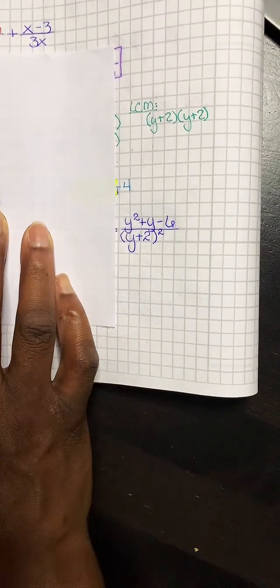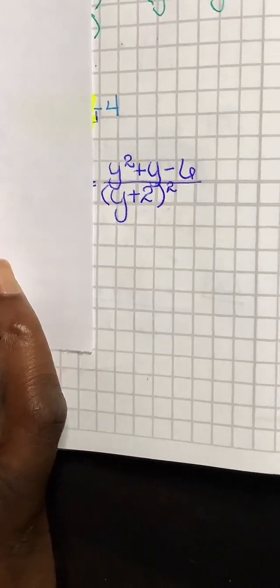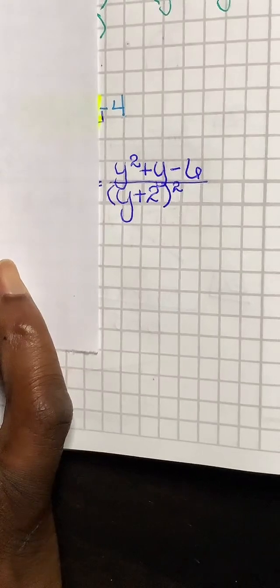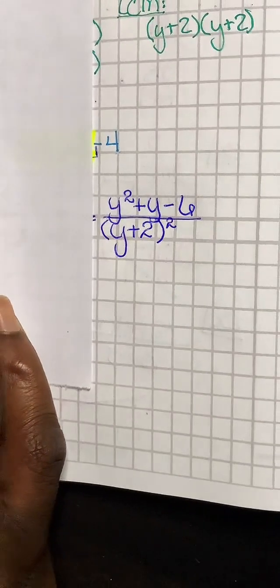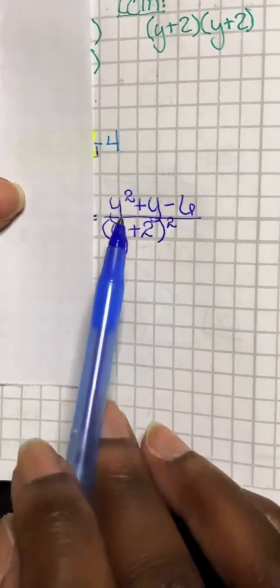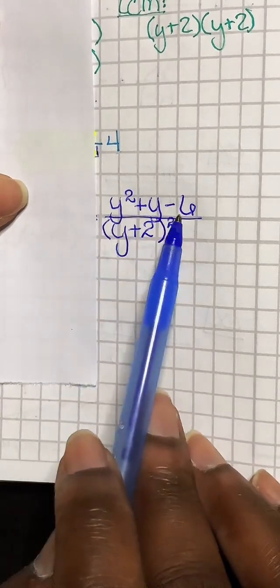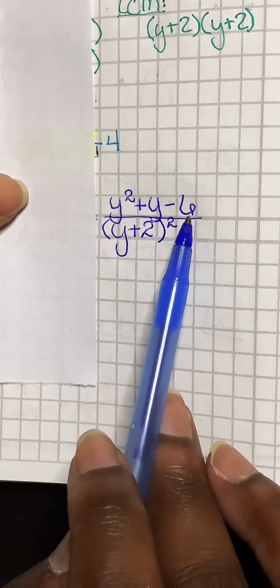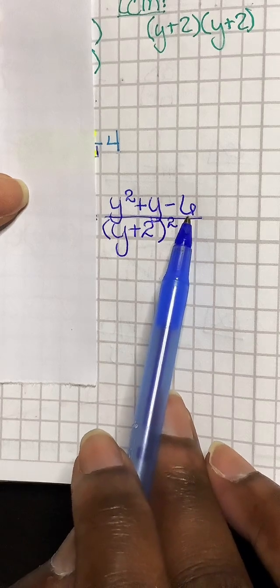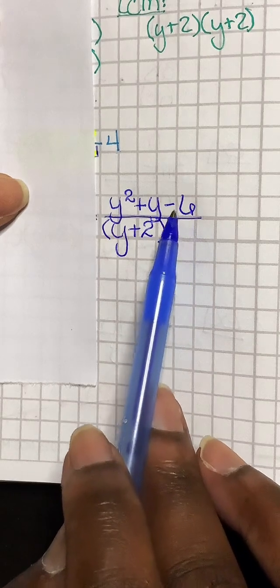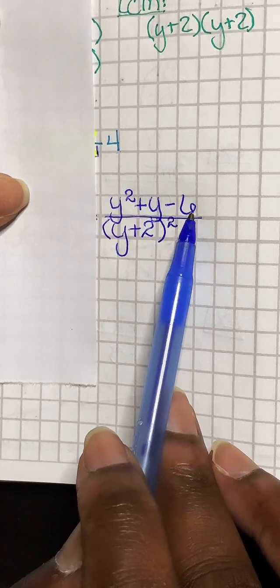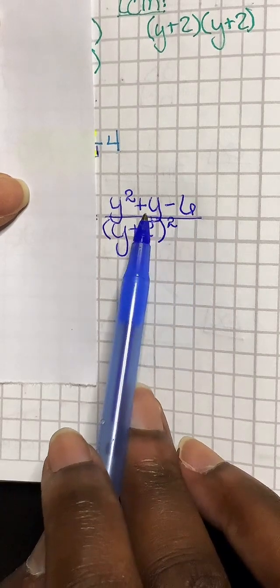Okay, let me zoom in a little bit. So let's just focus on this part. Is there two numbers that we multiply together to give me a negative 6 and add together to give me a 1?